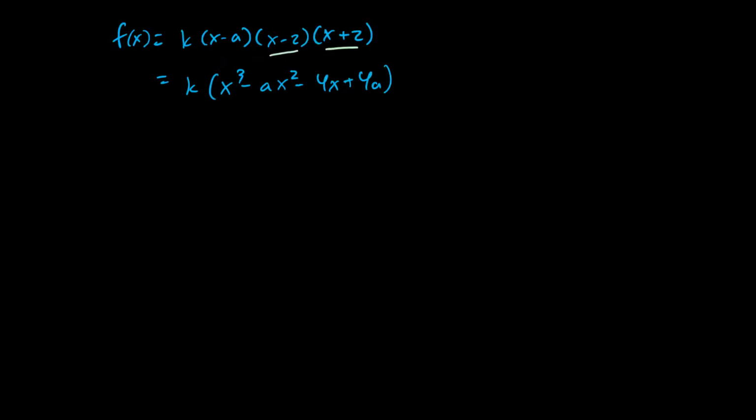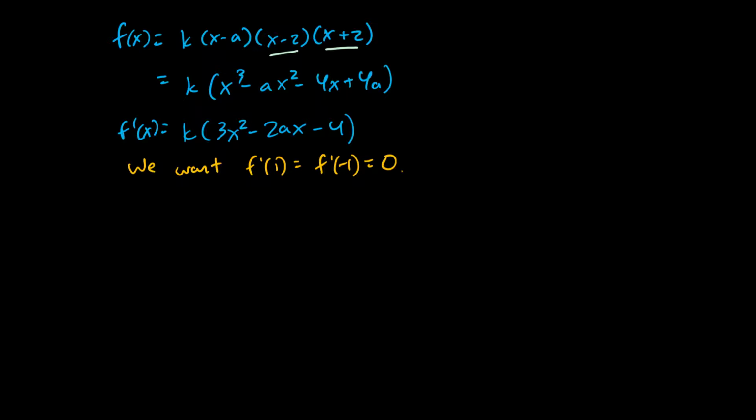And so then when I take the derivative, I end up with this expression, k times 3x squared minus 2ax minus 4. Now I want this to be 0 when x is ±1, because that would give me my min and max. So we want f prime of 1 and f prime of -1 to both be 0. The constant k is not going to really affect the graph. The k value would stretch it vertically, but that's not really going to help us here.